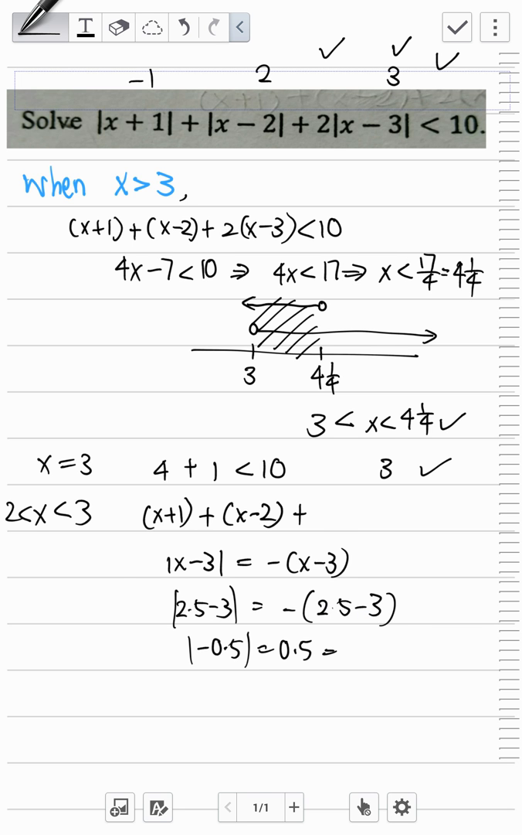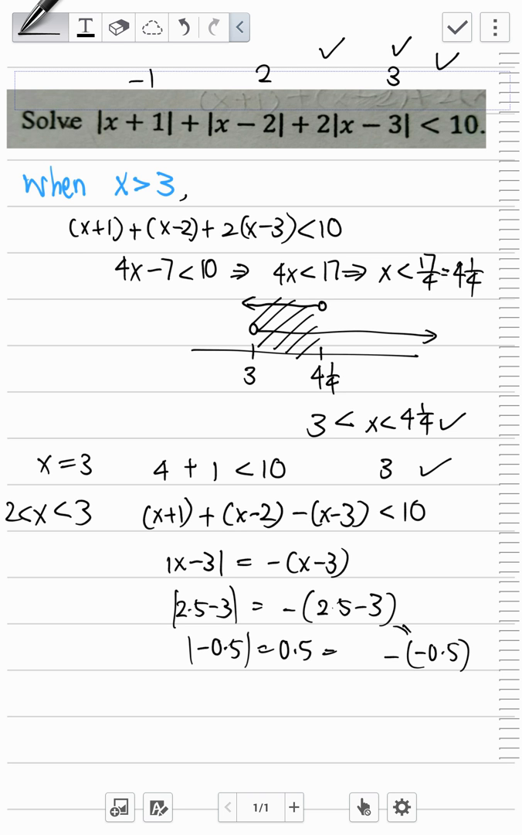So this part, what do I get? This part I get minus (2.5 minus 3), which is minus (minus 0.5), positive 0.5 as well. Therefore, in this range, |x minus 3| is equal to minus (x minus 3). So I'll have it like this, minus (x minus 3).